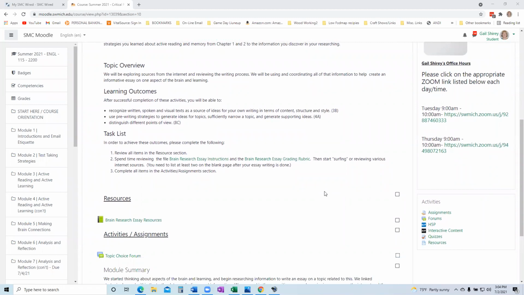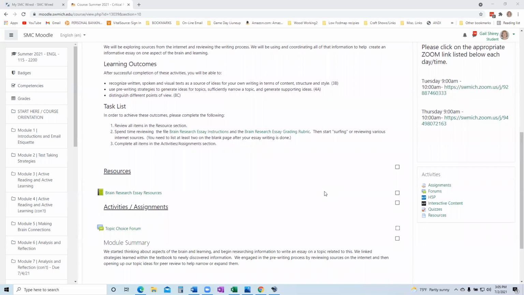This module is really about using some pre-writing strategies to generate ideas for topics, because this particular next written assignment is going to be an informative essay. And so we're going to try to narrow down a topic and generate supporting ideas for it. And then, of course, to distinguish different points of view by looking at different articles by different people, looking at different views on the same topic. That is your differentiating different points of view.